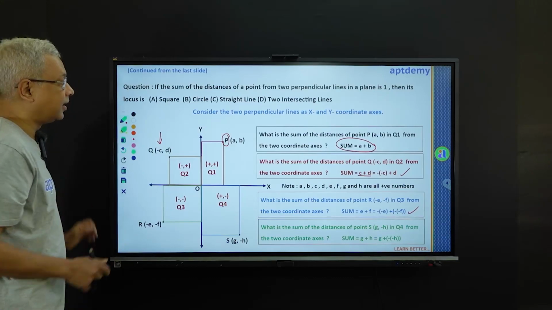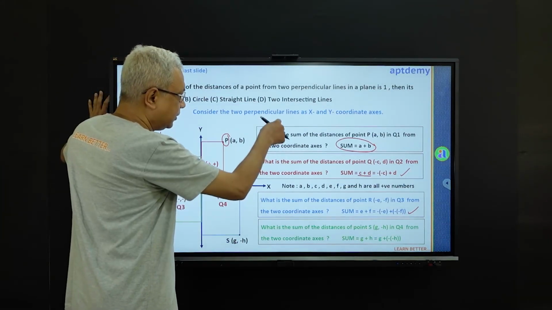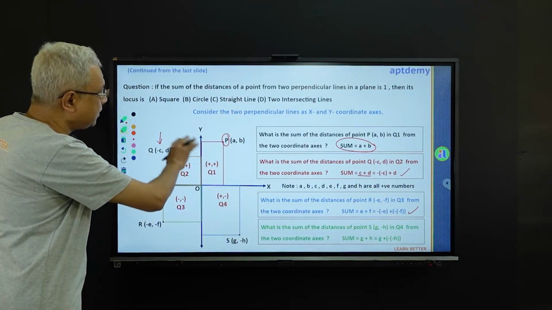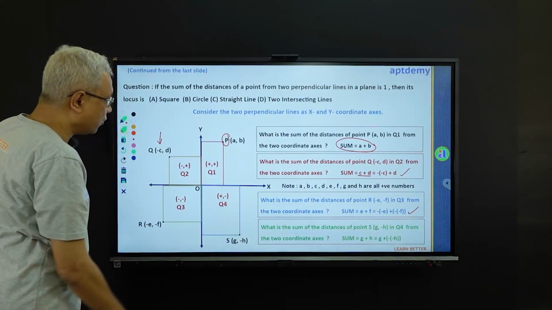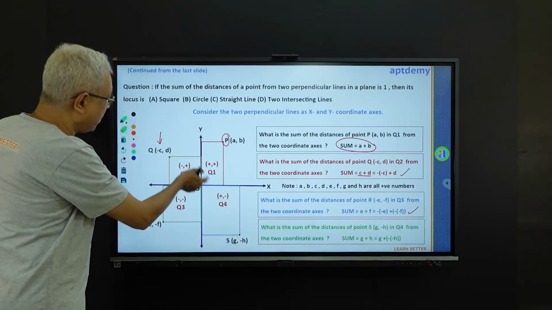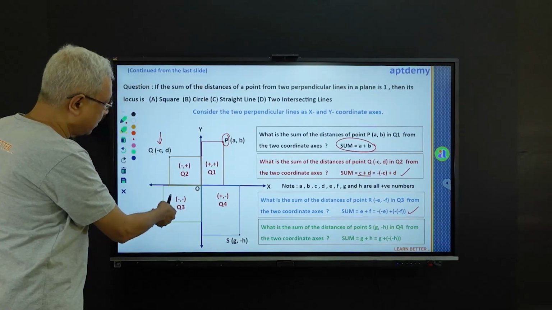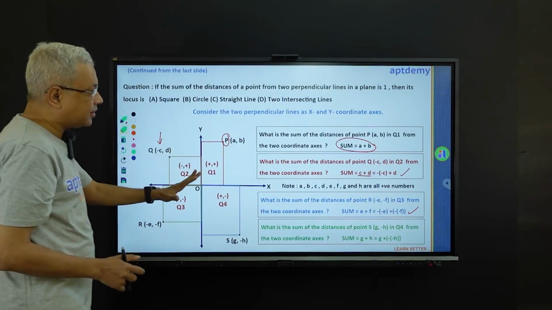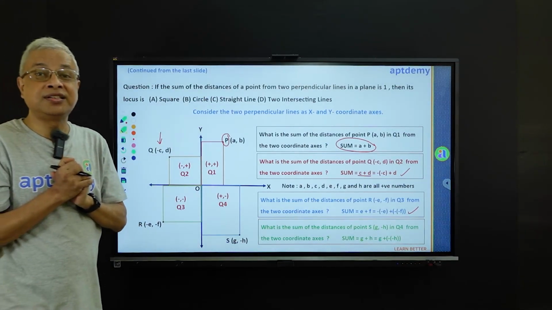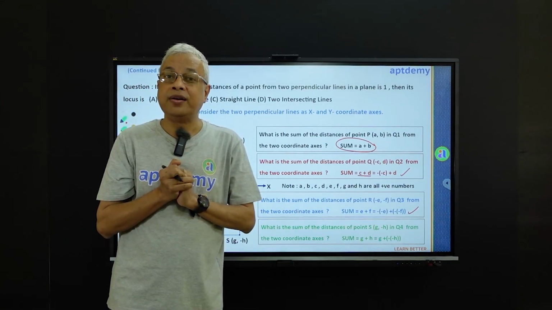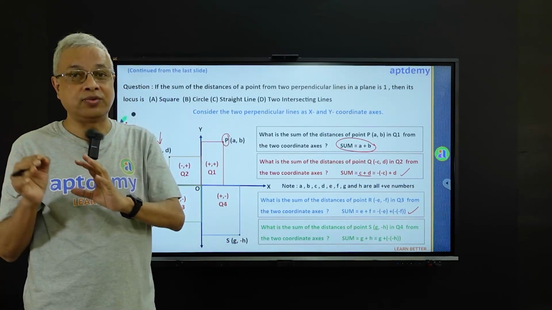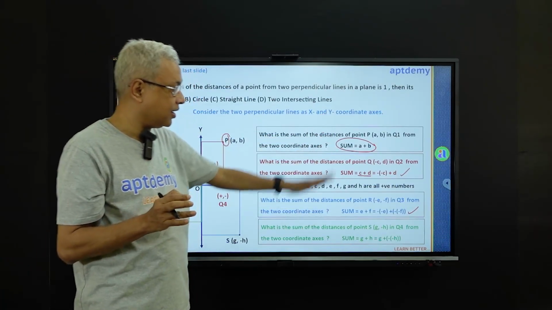So how do I generalize? If the point lies in 4 different quadrants, because if the point moves in this plane of the whiteboard, then it will lie either in quadrant 1, quadrant 2, quadrant 3 or quadrant 4. And definitely we cannot say the sum of the distances of the point from the coordinate axes is equal to its x coordinate plus y coordinate. It is not like that, as we have seen here.